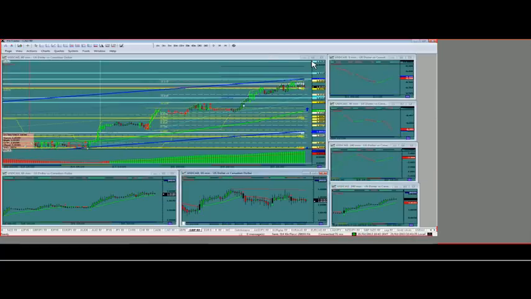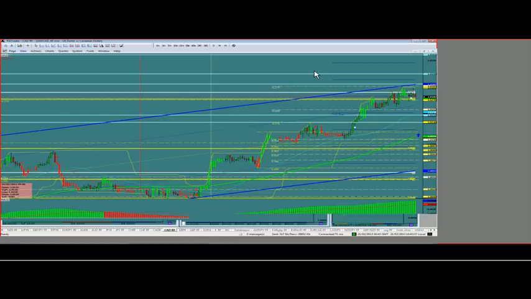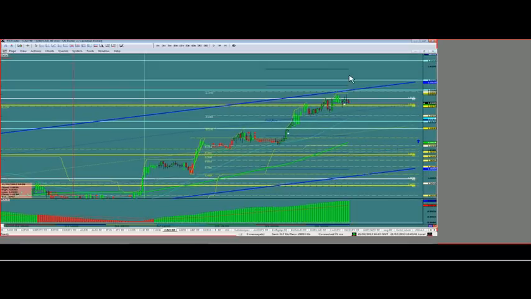CAD dollar. CAD is at the top of the trend. There's a zone. We're in zone 4 of our channel. There is no zone 5, so therefore there is no place to go. All right, we're at the top zone. Therefore we got to come down. Until we get a pullback, there's nothing to do.